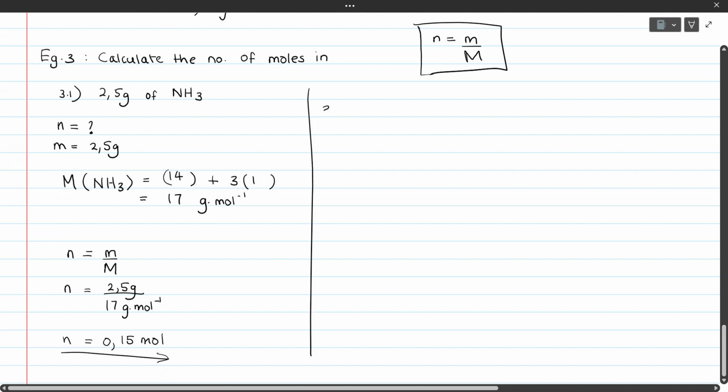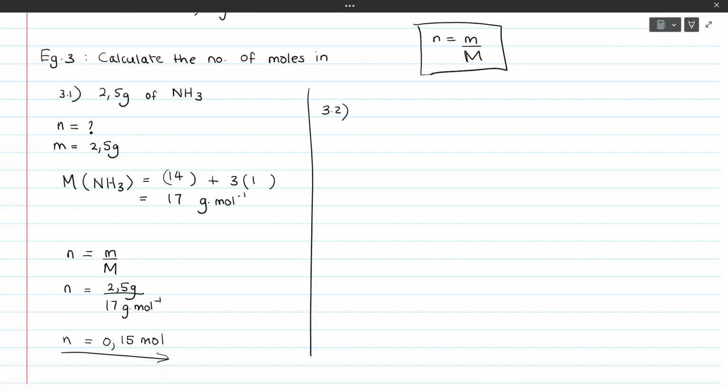Let's try 3.2. So in 3.2, they still want you to calculate the number of moles, but now they want you to calculate the number of moles in 213 grams of chlorine, Cl2.